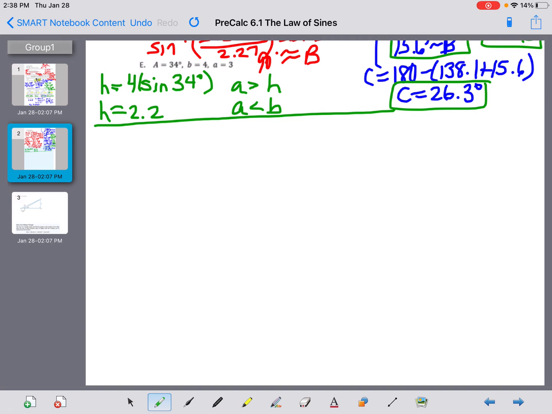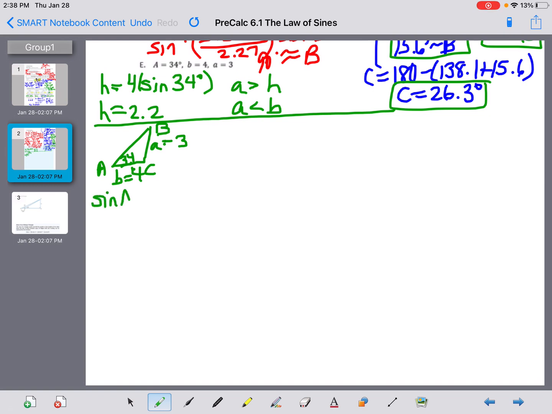I'm going to start out with my A over here, which is 34 degrees. I struggle to draw these. Okay, this is what I'm going to start out with. This is going to be 34 degrees. My a over here is 3. Okay, I'm going to find my B, and my side b is 4. And then I'm going to find my C.